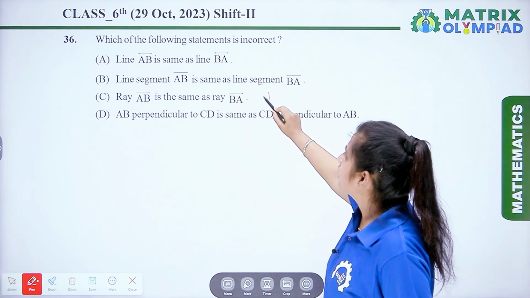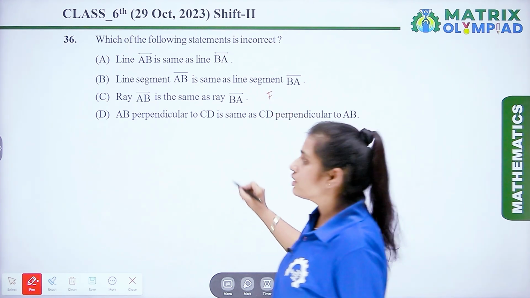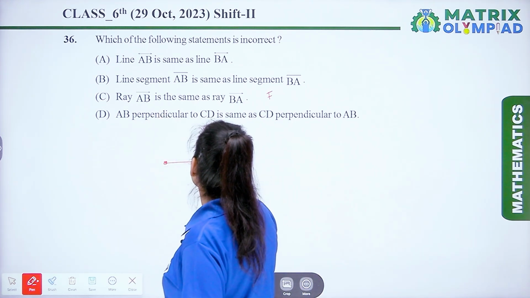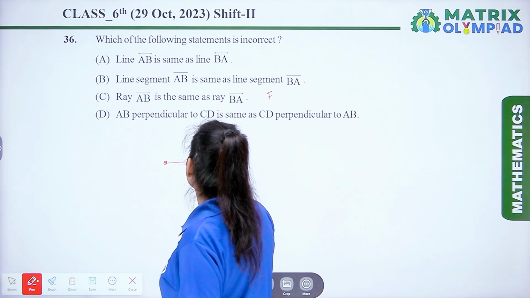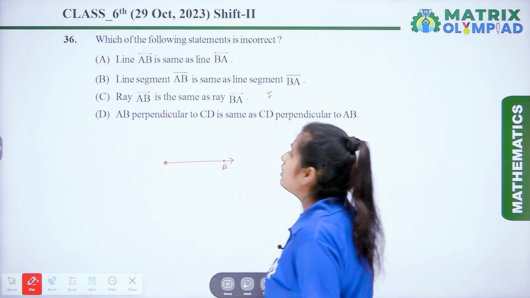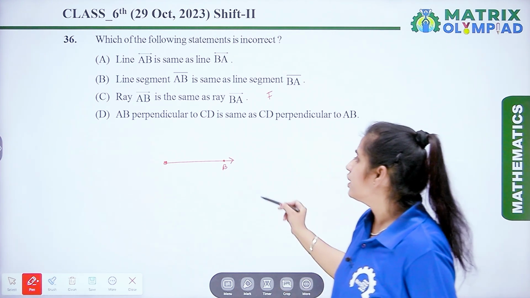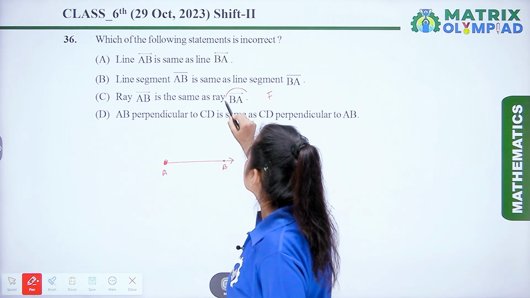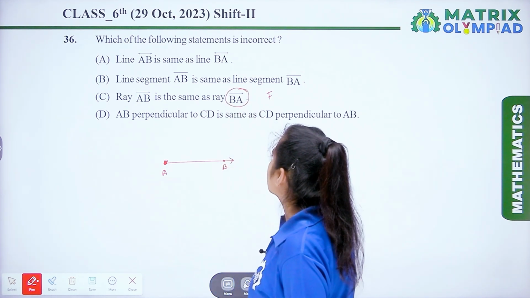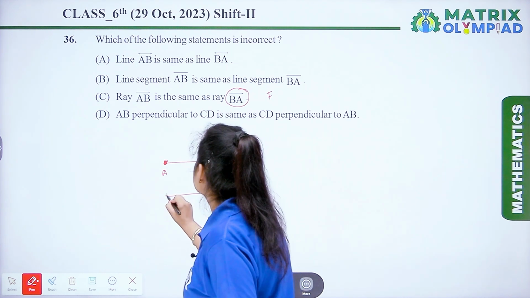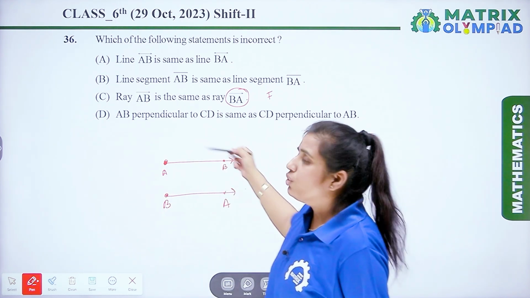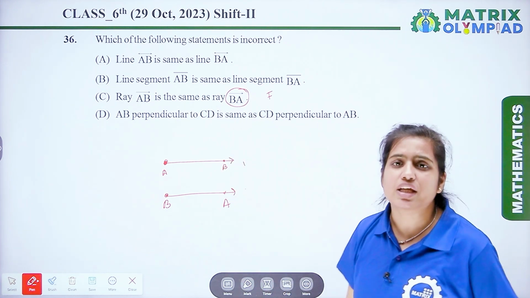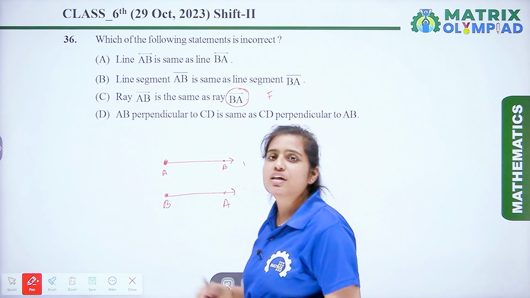No, this statement is incorrect because here the starting point is A and on B it is the extended line. So here A is the starting point and in the next representation, that is BA, the starting point is B. So ray AB is not the same as ray BA because their initial points are different.